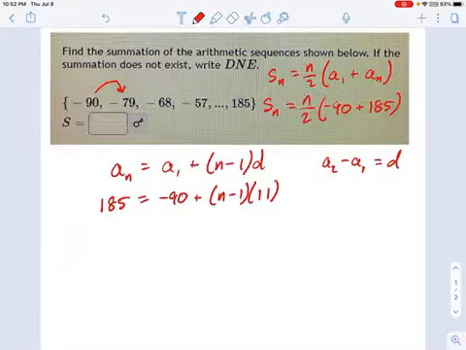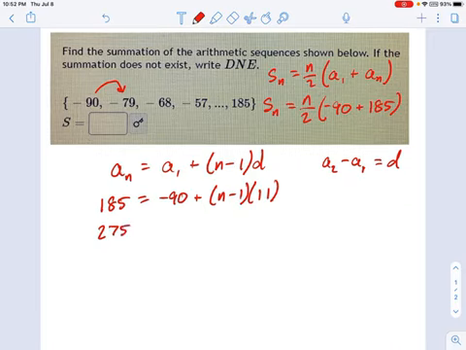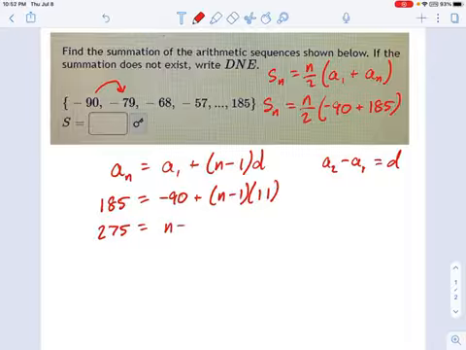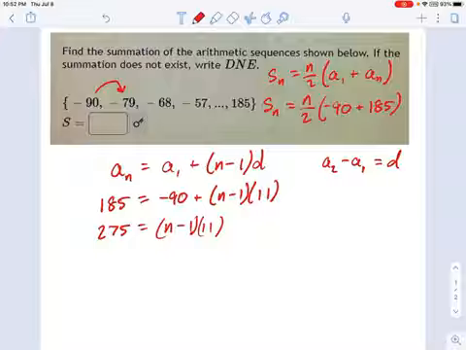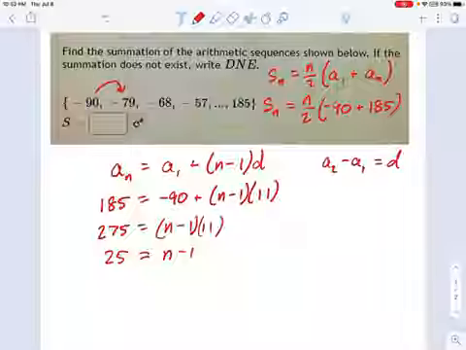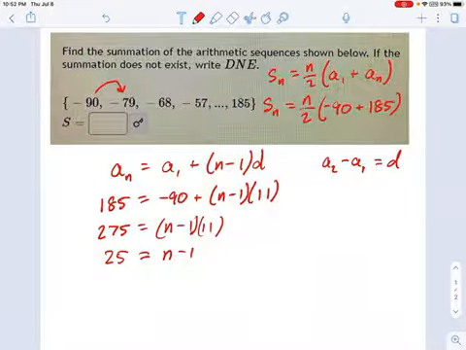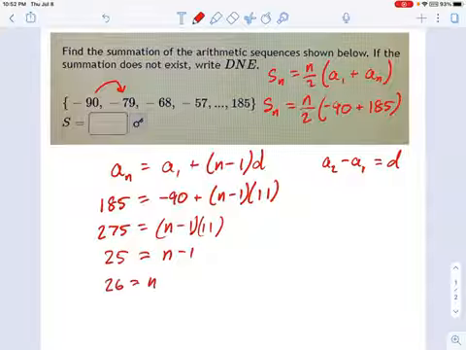So now what we do is we solve this problem. Add 90 to each side. We're going to get 275 equals (n minus 1) times 11. Gosh, I don't know my 11 times tables in the 300s and 200s, so I sure hope this works out. Yep. Feels dumb. It's late at night, guys. 25 equals n minus 1. I divided both sides by 11, and that means 26 equals n.